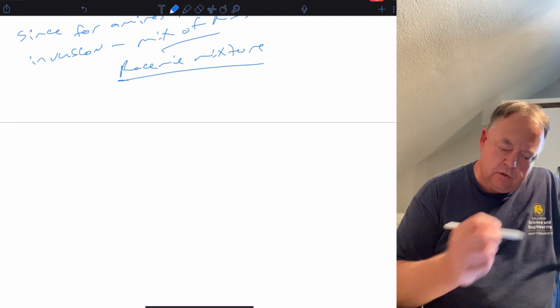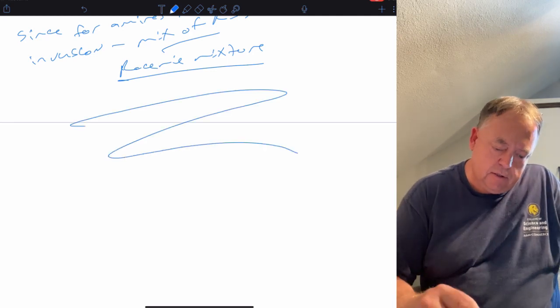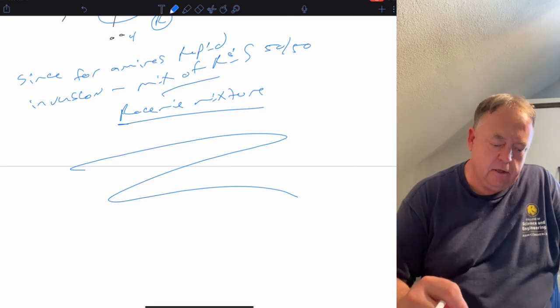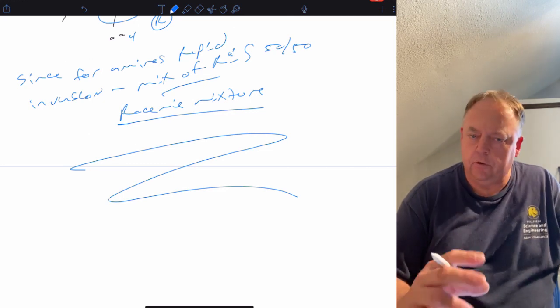Okay, so that's it for this material. So one more lecture over this chapter, and then that would be the end of this chapter 5 stereochemistry material.